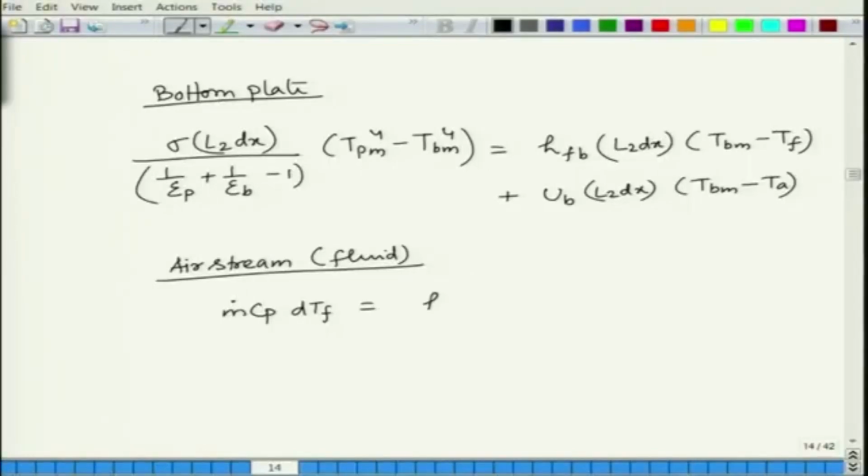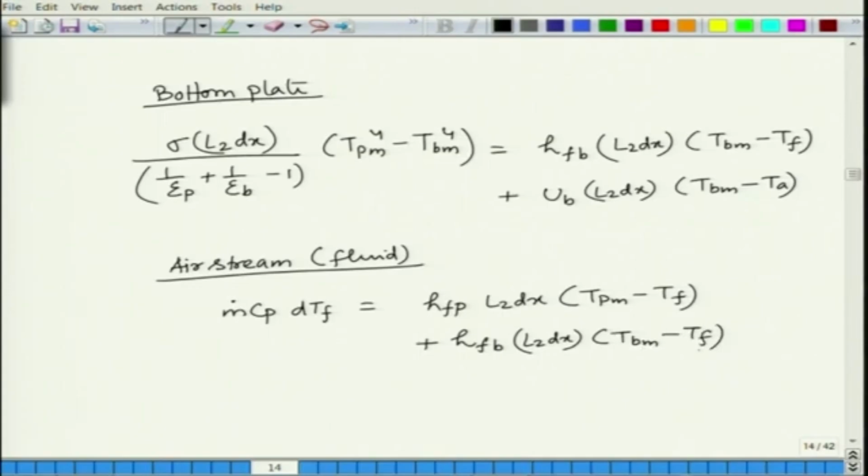So, there will be two terms. One will be from the top plate or the absorber plate. This is the heat that is coming into that control volume from the absorber plate, and the other term which is coming from the bottom plate in the same control volume of area L2 dx, but now the temperature difference is the mean bottom plate temperature minus the fluid temperature.